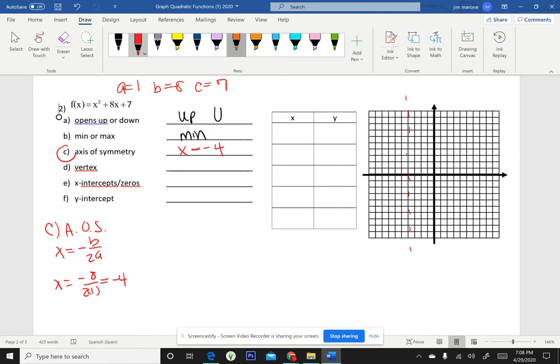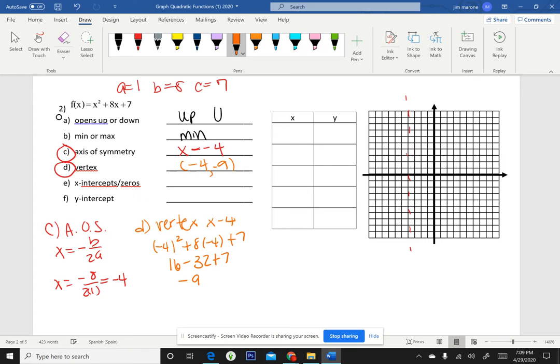Part D is the vertex. If x is negative 4, then I take the equation, I substitute negative 4 in for x, but again, it's negative 4 in parentheses squared plus 8 times negative 4 plus 7. So it's 16 minus 32 plus 7, which is negative 16 plus 7, which is negative 9. So I need to make sure I write that as a point, which is negative 4, negative 9.